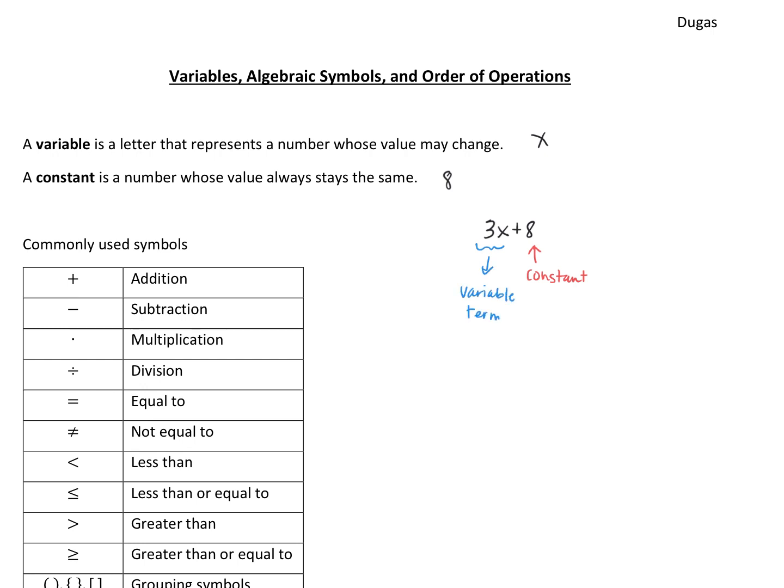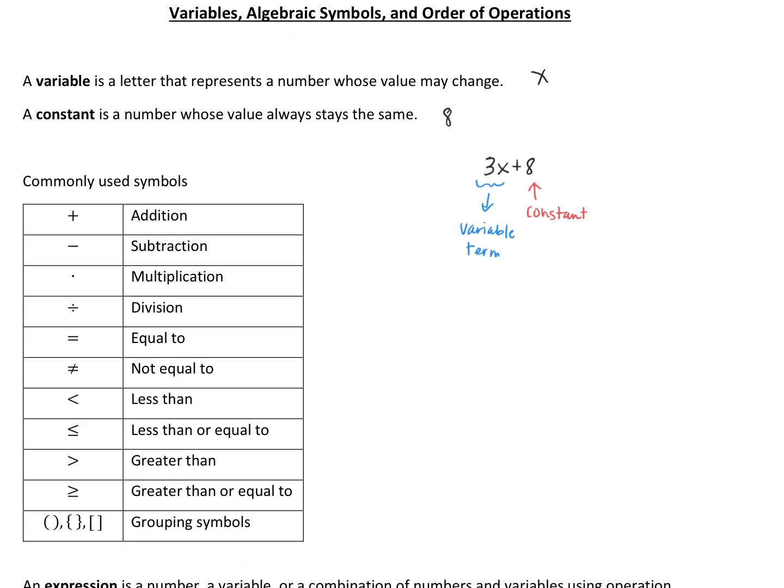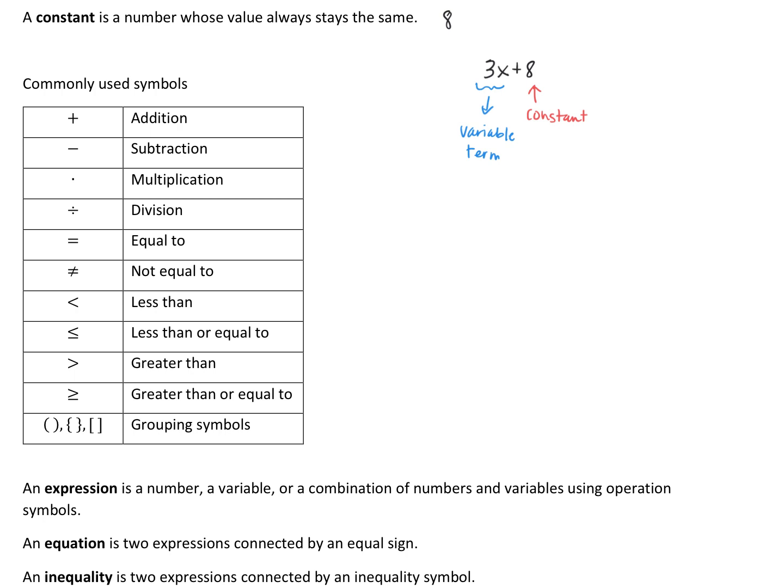It has a variable next to the 3, so it's not just 3, it's 3 times whatever x is. So it varies based on the value of x. So that's a variable term. x is the variable, 8 is the constant. Some commonly used symbols: we have addition, subtraction, multiplication, and division. So these are all operators.